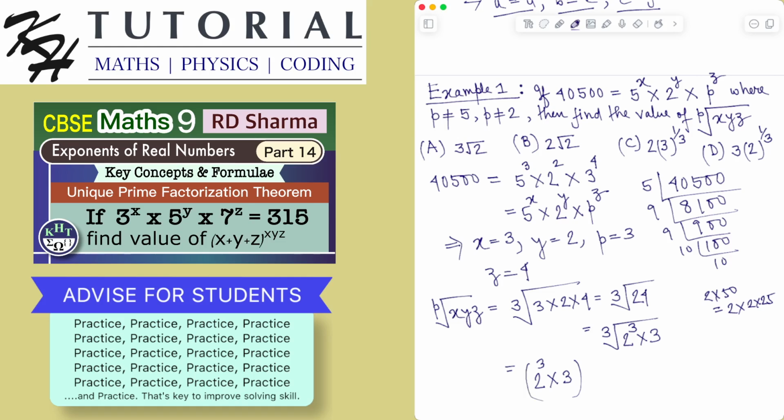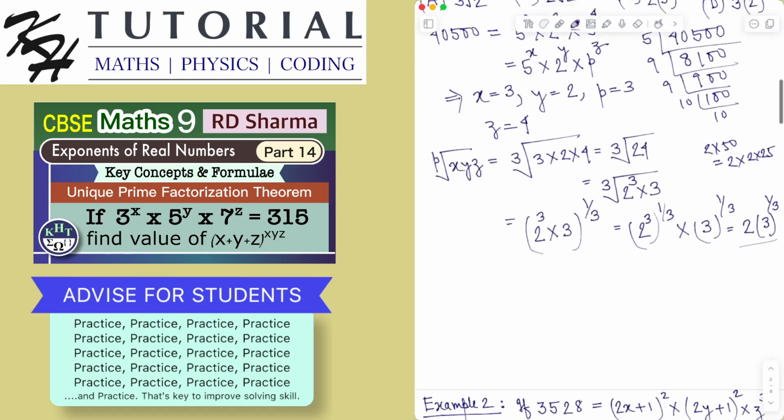Cube root means in the exponential form 1 by 3. So this is 2 cube raised to the power 1 by 3 multiplied by 3 raised to the power 1 by 3, which becomes 2 multiplied by 3 raised to the power 1 by 3. So that is the answer, and C is the correct choice.